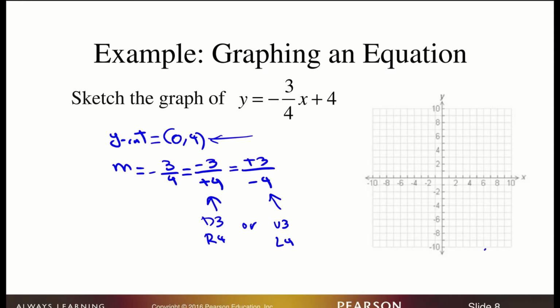So let's go ahead and start at (0, 4). So there we are. There's one of our points. And for the other point, let's go ahead and use the first interpretation. We're going to go down 3. So we go down 1, 2, 3, and then right 4. So 1, 2, 3, 4. So we're going to go ahead and put a dot right there. There are the 2 points that we're going to use to graph this line. Now we're just going to draw the line that goes through them.